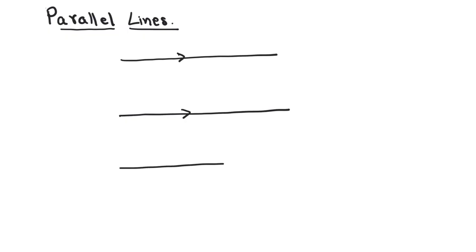Let us try to understand what are parallel lines. When two or more lines lying in the same plane in such a way that they will never meet each other, such lines are called parallel lines. Got it? They will never intersect each other no matter how much you extend them.